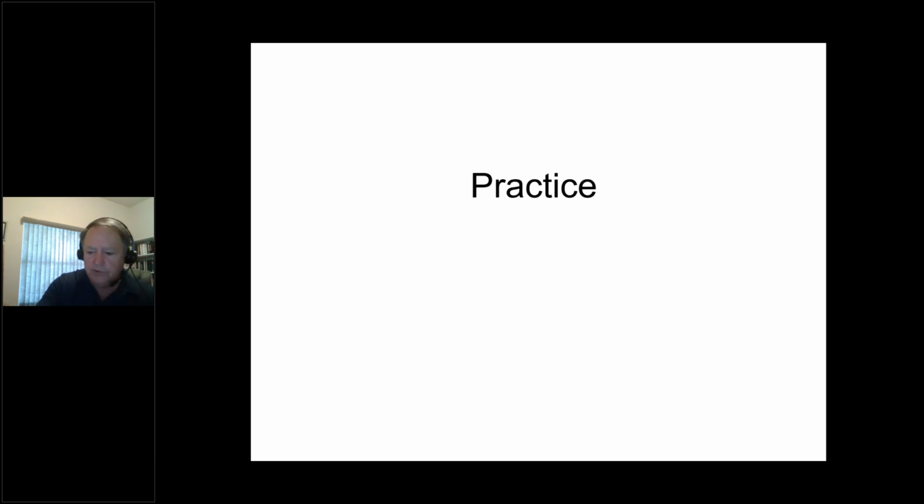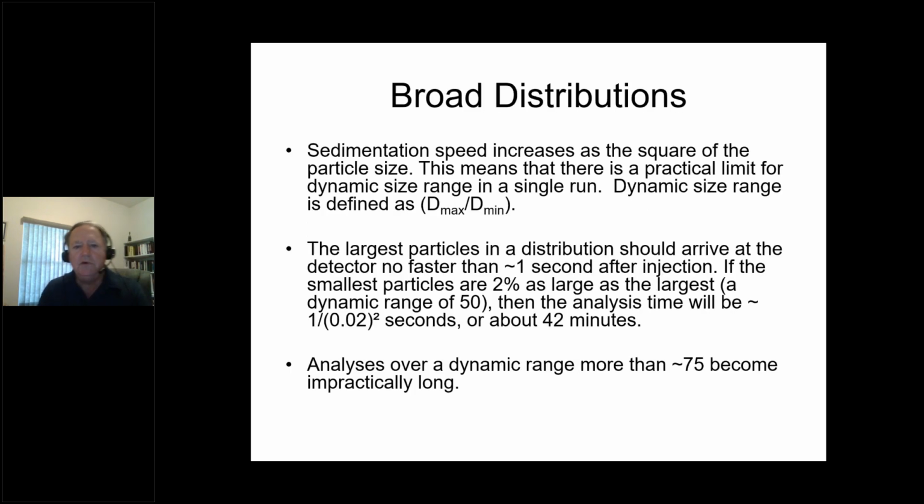Okay, we'll talk a little bit about some practice. Sometimes the distribution is extremely broad, and that presents a problem because at a single speed, the dynamic size range can't be too wide. The dynamic size range is defined as the largest particles in the sample to the smallest particles in the sample. In order for the instrument to get accurate data, the largest particles should arrive at the detector no faster than 1 second after injection. If the smallest particles are 2% as large as the largest particle, that represents a dynamic range of 50. The analysis time will be about 42 minutes.